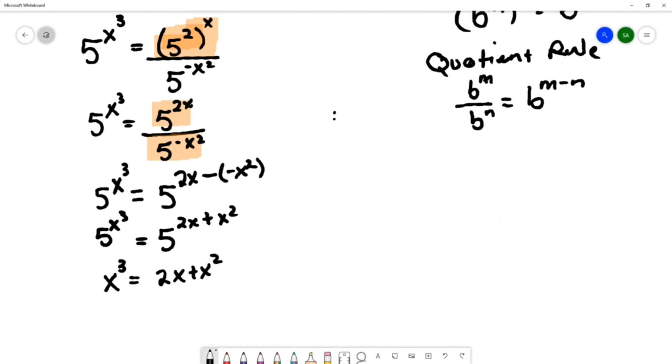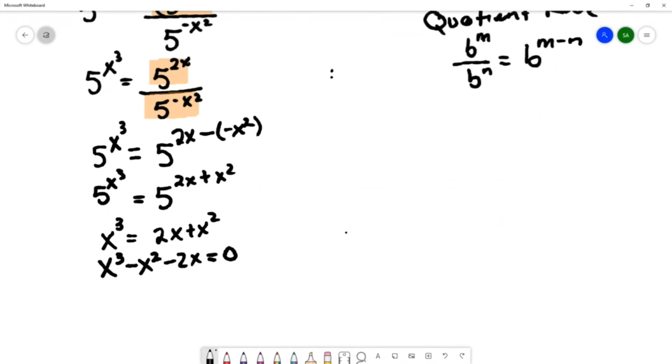This gives me a polynomial equation, and I'm going to solve this with factoring. I'll move all the terms to the same side. That's going to give the equation x cubed minus x squared minus 2x equals 0. I'll start by factoring the greatest common factor of x. I factor out that x, and I'm left with x squared minus x minus 2 equals 0. And x squared minus x minus 2 is a quadratic, and I'll try to factor that.